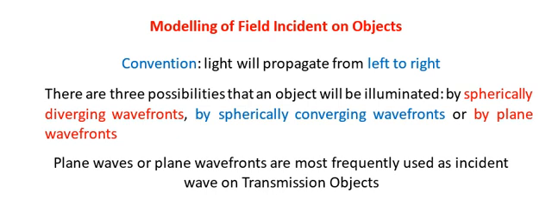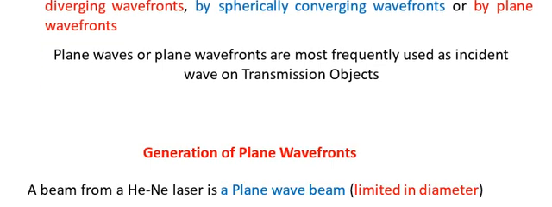And the convention that we shall use in Fourier optics is that the light will propagate from left to right. Similarly, when we arrange our optical components in an optical system, we shall arrange them in the order from left to right, so that the light will first propagate through the component at the left and then exit the optical system through the component at the right.